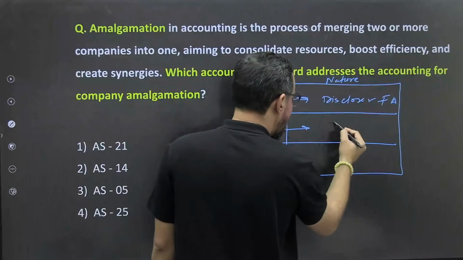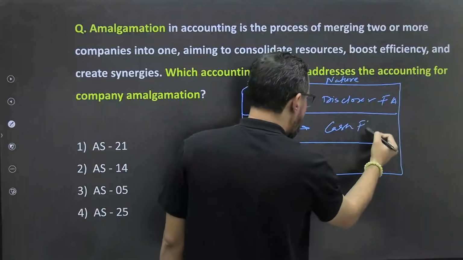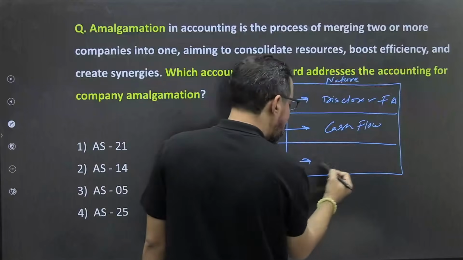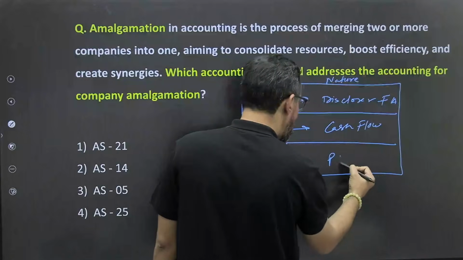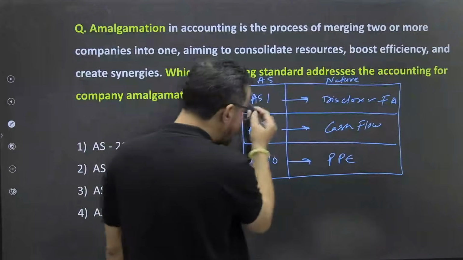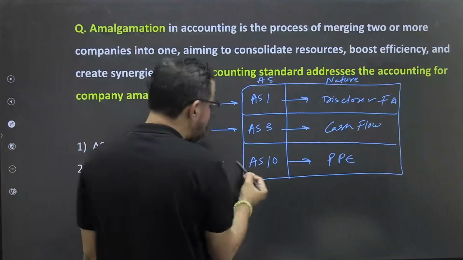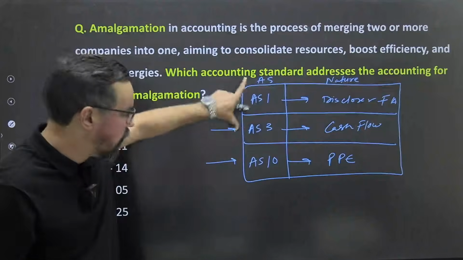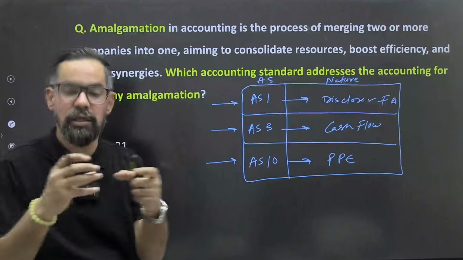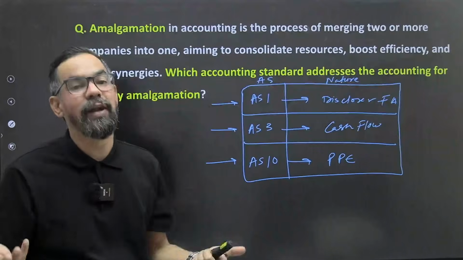This is something related to cash flow statement. Okay? Cash flow statements. And accounting standard 10, which is related to property, plants, equipments. So these are the correctly matched. Okay? So then they'll give you 3-4 accounting standards, then they'll ask you to match that particular one, and every time it is for 2 marks.